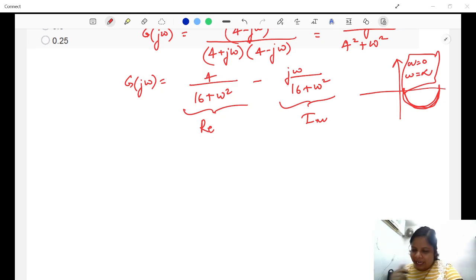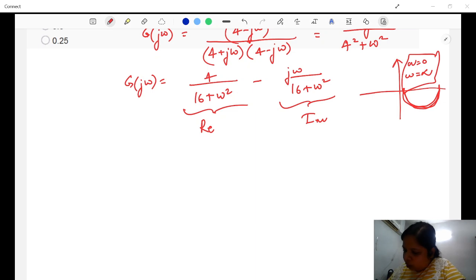But I would check for omega equal to 0 and omega equal to infinity what the real and imaginary parts are. If I get both of them on the real axis itself, I would know that the real axis is going to serve as a diameter, and hence we can find the center somewhere here. So let's see.